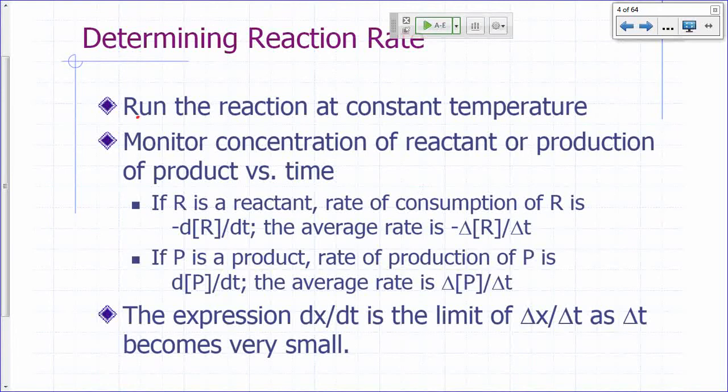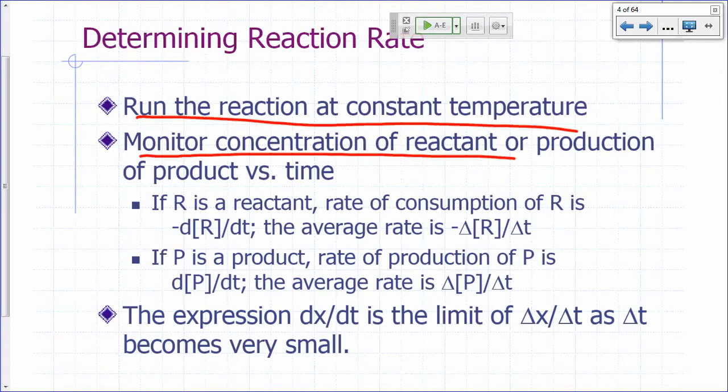How do you determine reaction rate? Typically, when we do these things in the lab, we run the reaction at a constant temperature, okay? To make things simple, we want to minimize the variables when we're making measurements. So when we're measuring reaction rates, we generally maintain a constant temperature. We monitor the concentration of a reactant or product versus time, okay? So we look at the concentration.